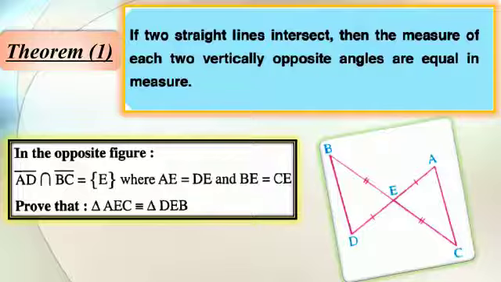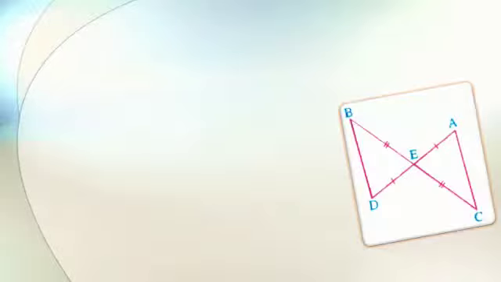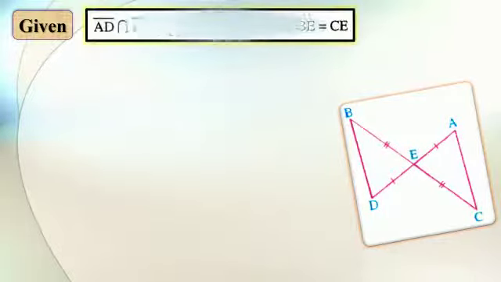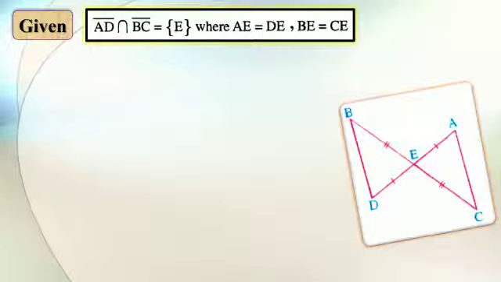AD intersects with BC at E, where AE equals DE and BE equals CE. Prove that triangle AEC is congruent with triangle DEB. Okay? At first, we will write the given. Where is the given here? Given: AD intersects with BC at E, where AE equals DE and BE equals CE. Okay? This is our given.